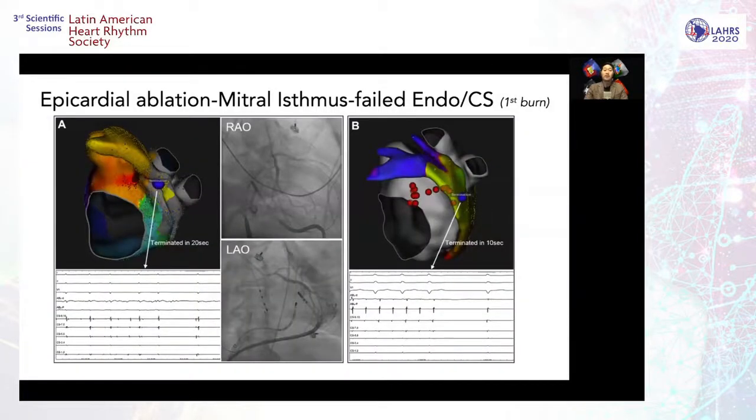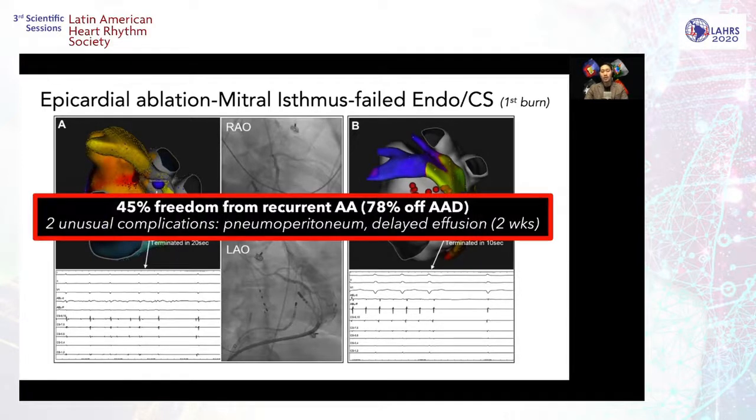In some cases, you go to the epicardium because you've already ablated in the CS and you've done your mitral line endocardially. And when you get to the epicardial side, which is still safe from the coronaries in the majority of cases, you can terminate atrial flutter, mitral flutter, in one burn. And in both cases that we had to do this, the first application terminated atrial flutter. So in this series, we actually had 45% freedom from recurrent atrial arrhythmias in a very difficult series when we went epicardially.